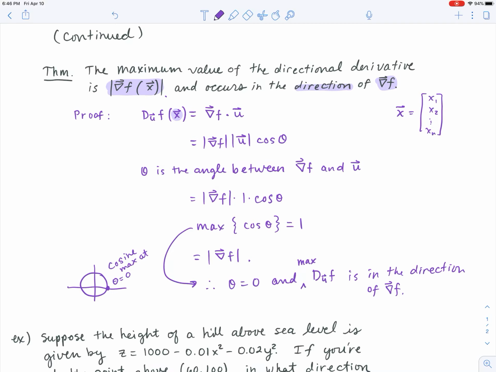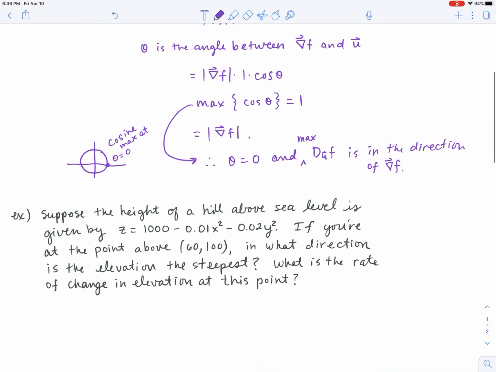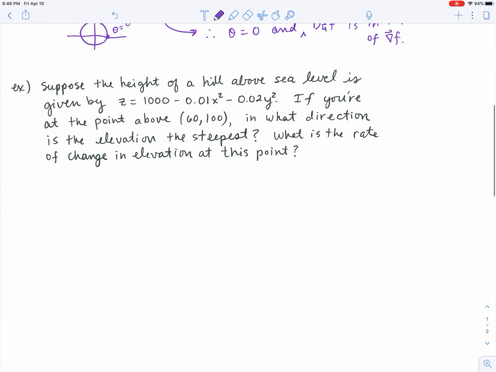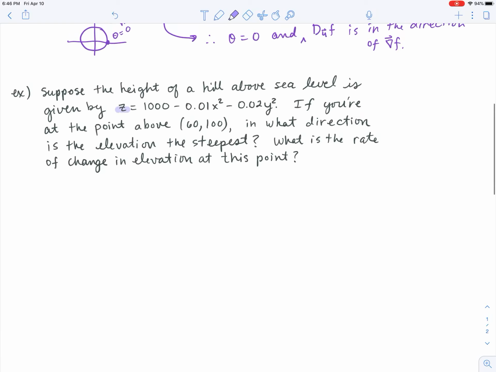Okay, so we have one little example here. Suppose the height of a hill above sea level is given by the function z equals 1000 minus 0.01 x squared minus 0.02 y squared. If you're at the point (60, 100), in what direction is the elevation the steepest? And what is the rate of change in elevation at this point?